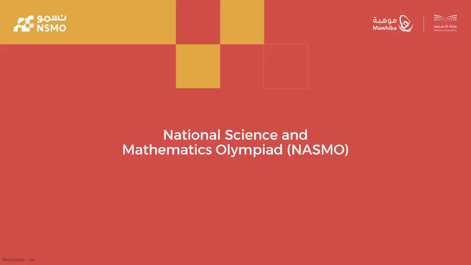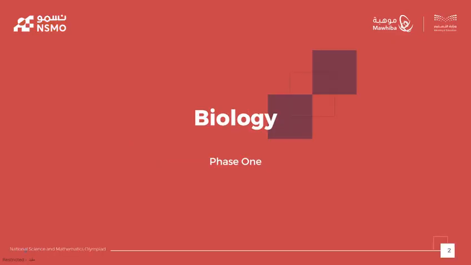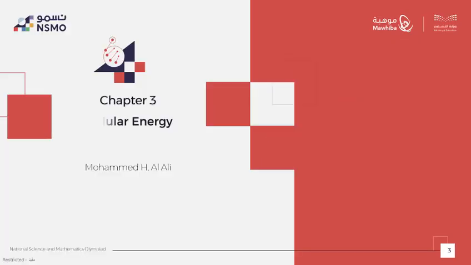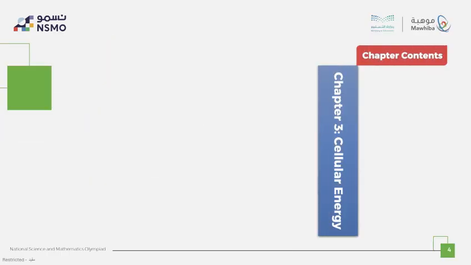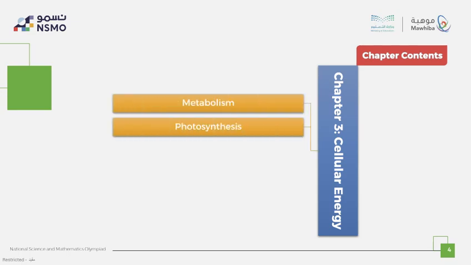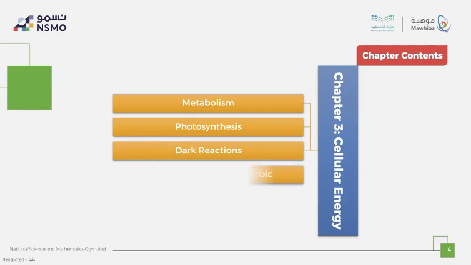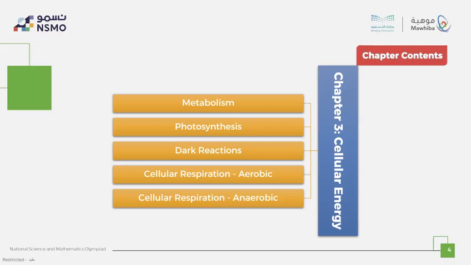Welcome back, guys. This lesson belongs to the Biology Phase 1 program, aimed to advance gifted learners like yourself. We reach chapter 3, and it focuses on how energy is produced and transformed inside cells, which is fundamental to life. Be notice this chapter consists of 5 main sessions as shown on the side: metabolism, photosynthesis, dark reactions, cellular respiration, aerobic, and the last one, cellular respiration and aerobic. Today we will focus on the first topic, which is metabolism.